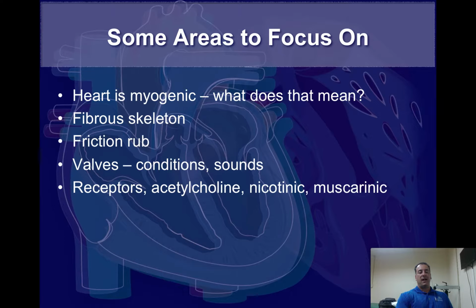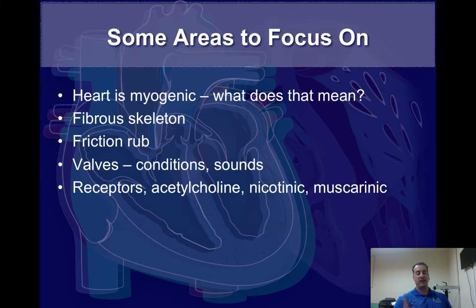Looking at the physiology a little bit more, receptors, acetylcholine, nicotinic, muscarinic receptors, what are they? Who attaches to them? What's the effect of epinephrine? What's the effect of acetylcholine on these receptors? How do you speed the heart up? How do you slow it down? Again, inotropic effect versus chronotropic effect.